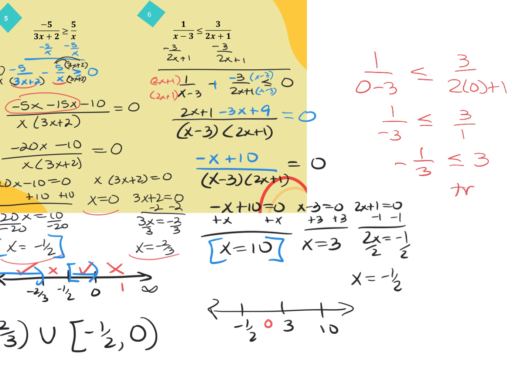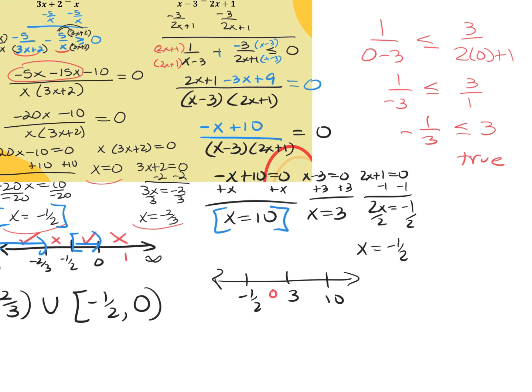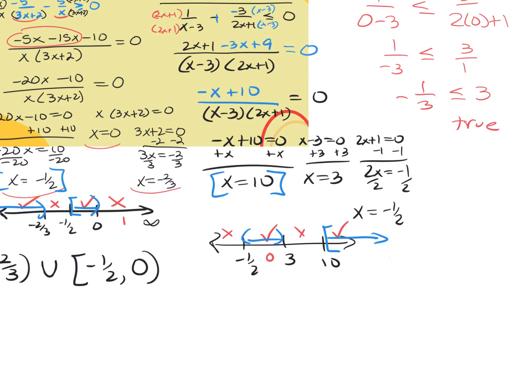This is a true statement. So right here where my 0 goes is a check, x, x, check. So again, the 10 gets the bracket going this way, and then these are parentheses. So my interval notation, negative 1/2 comma 3, surrounded in parentheses, union with a bracket around 10, going to infinity.